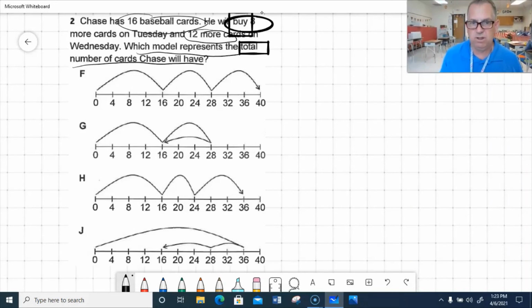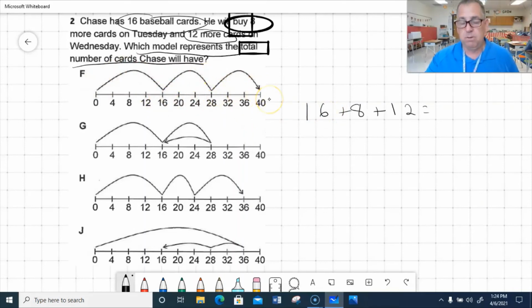Okay, if he started with 16, and then he buys 8 more on Tuesday, and then Wednesday he gets 12 more, that looks like the equation that we would use to solve the problem. So let me look at the answer choices. Answer choice F looks like it started at 16. That's what we started with. He made a jump here and he made a jump there. So that looks like that could be one of our answers. So I'll put an M right there.